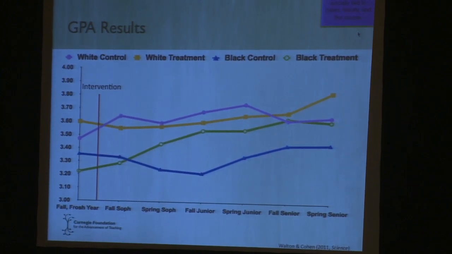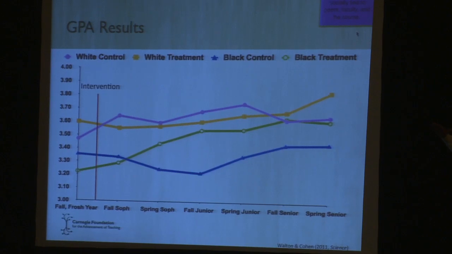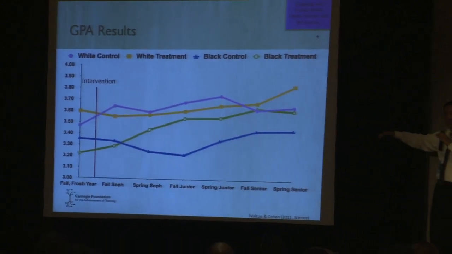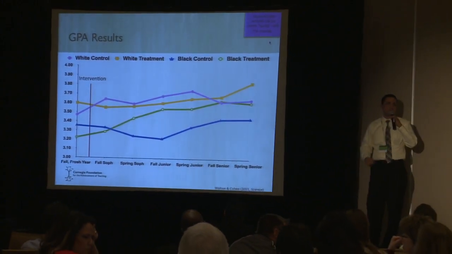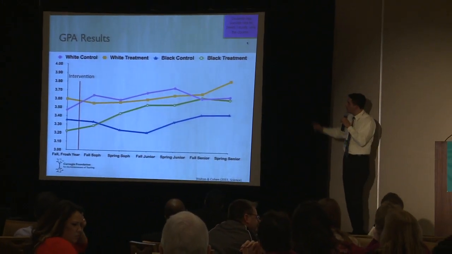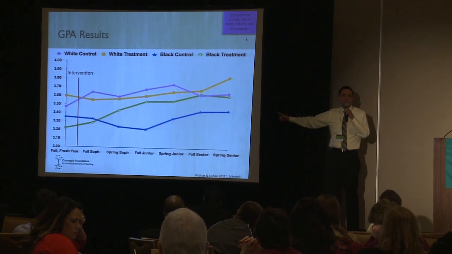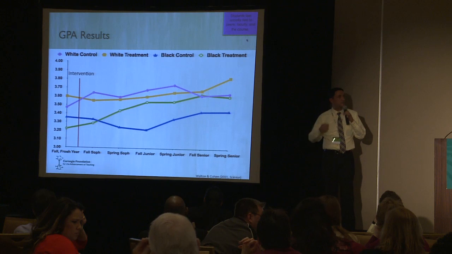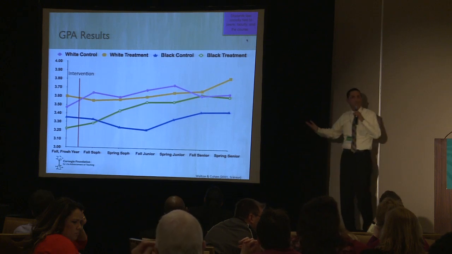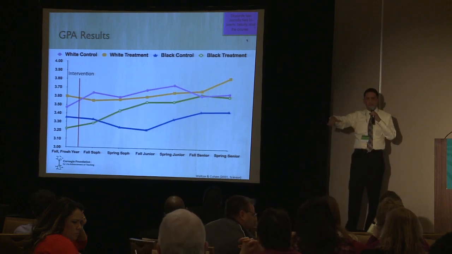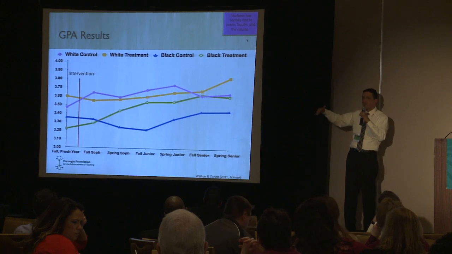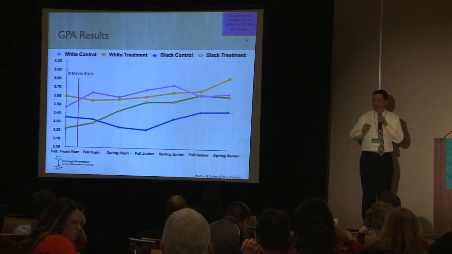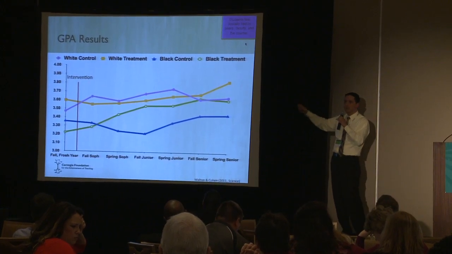And what you see, of course, is their grades kind of languish in the first couple of years, and if they stay enrolled, then it turns around and you see some improvement. But the green line, which is what we want to focus on, is black students who actually receive this intervention. And what do you see? Nice, steady growth. You don't see that languishing. You see that increase over time from freshman to senior year.